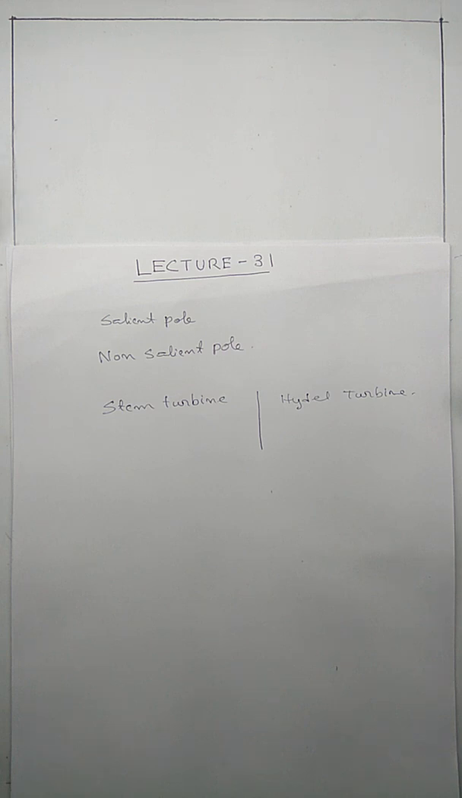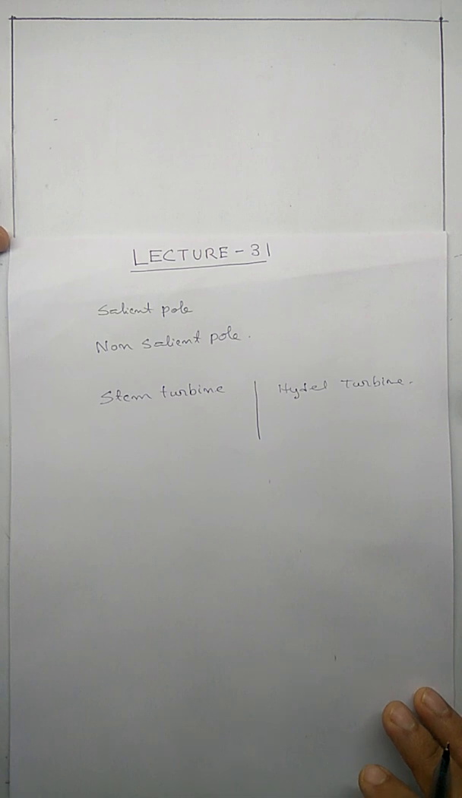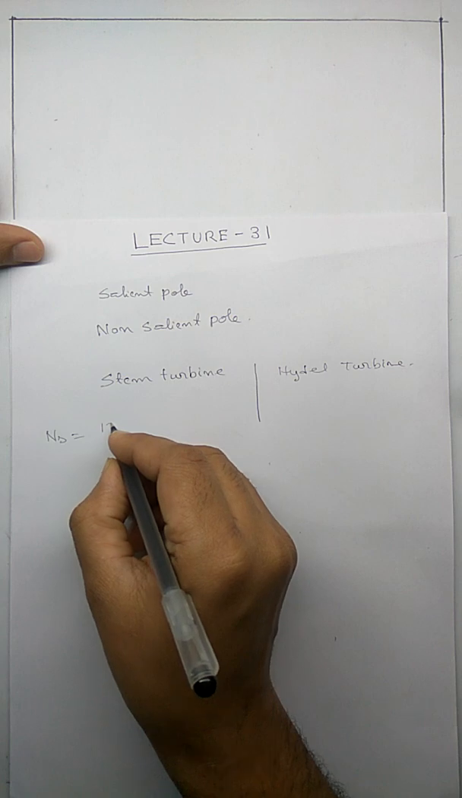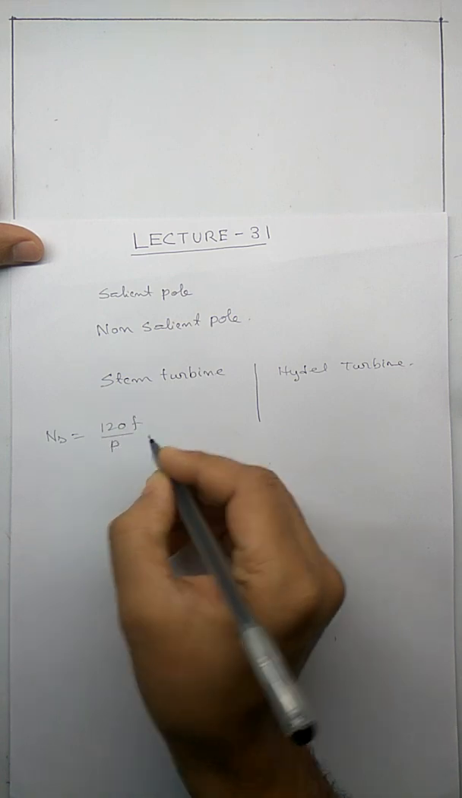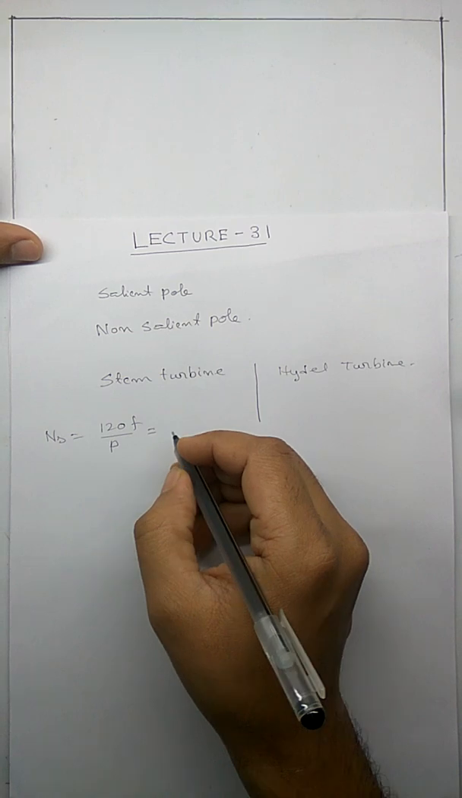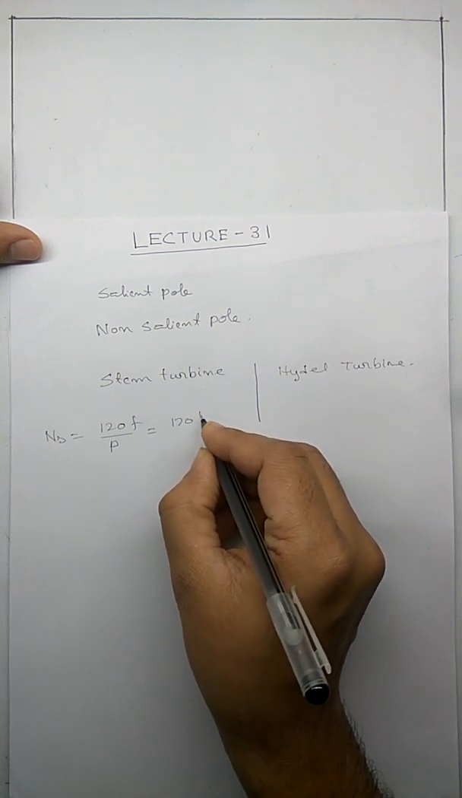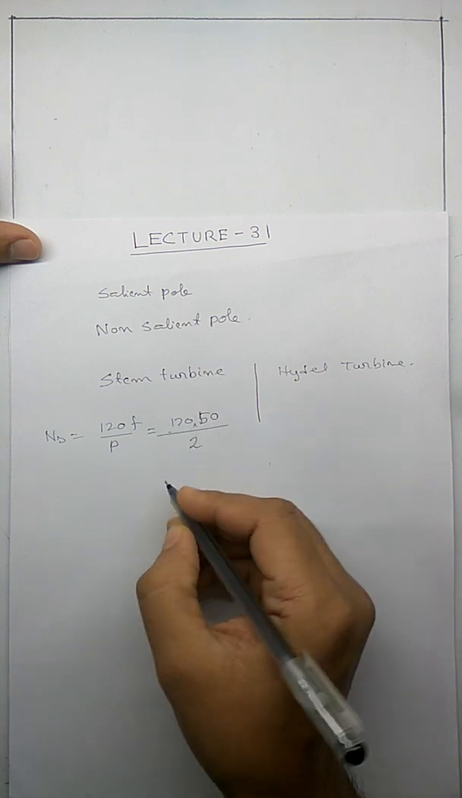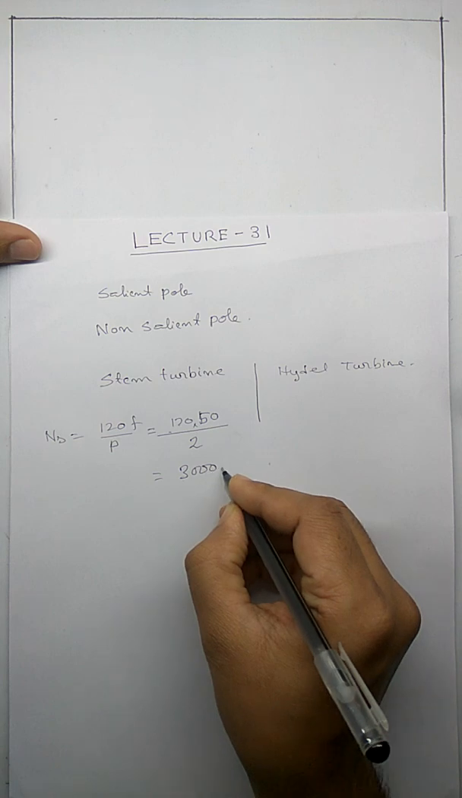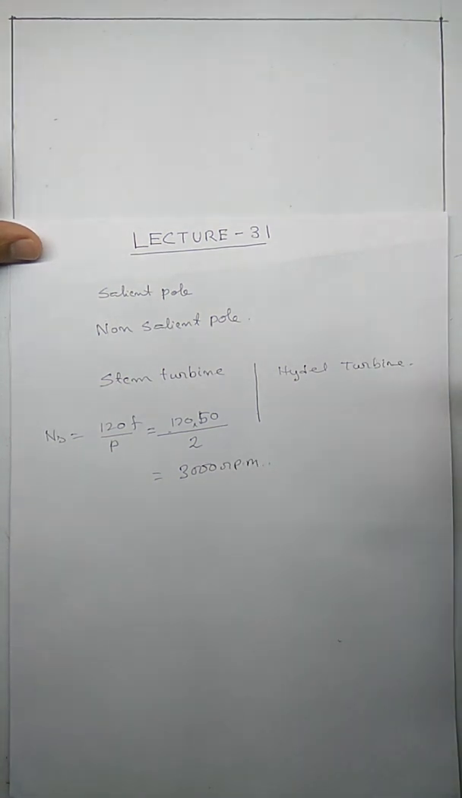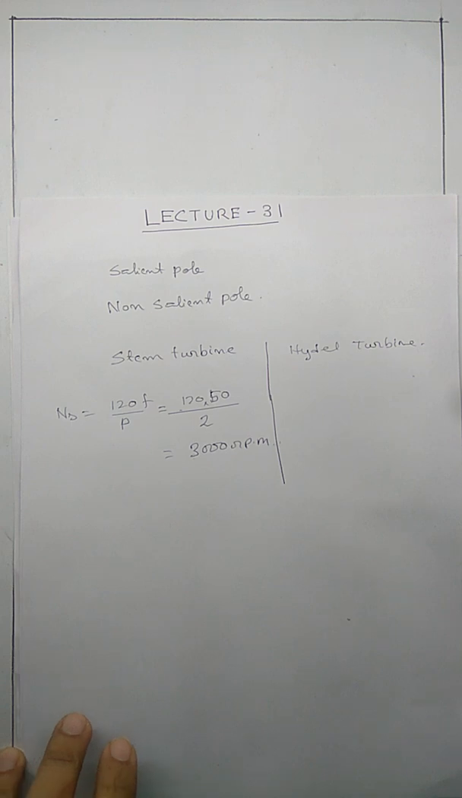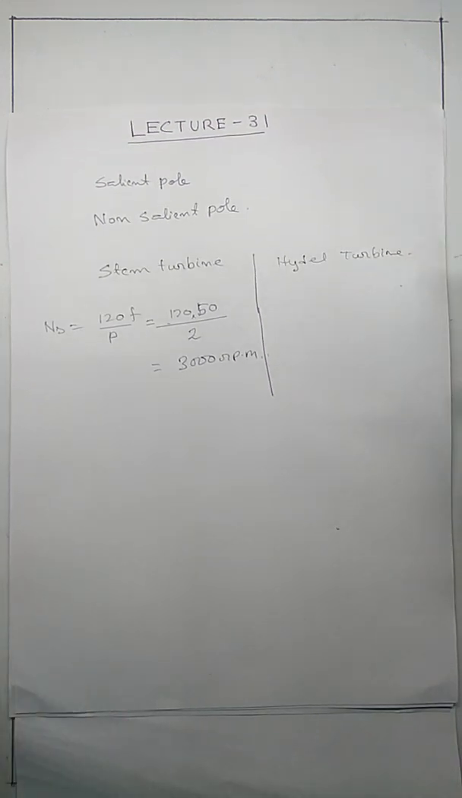The minimum number of poles that we can have in a machine is 2. So with 2 poles, what is the speed of the machine? Ns is equal to 120 into f by P. If you substitute P equal to 2 here, for a 50 Hz system, you will get 120 into 50 by 2, that will be equal to 3000. So a steam turbine will rotate at 3000 rpm. It is almost universal that a 50 Hz steam turbine will rotate at 3000 rpm.